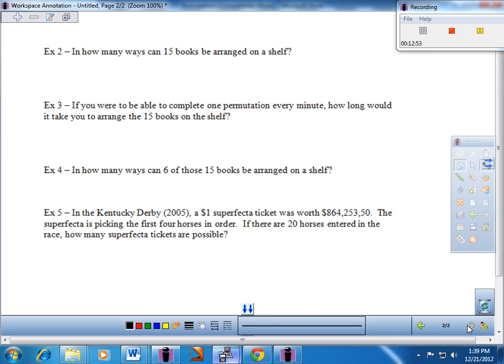So let's just run 4 good problems. Nice and straightforward here. So example 2. It says, in how many ways can 15 books be arranged on a shelf? So picture yourself, if you would. You have 15 books lying at your side, and you're standing in front of a bookshelf. It can fit all 15. In how many ways can we arrange those 15 books on that shelf in front of you?